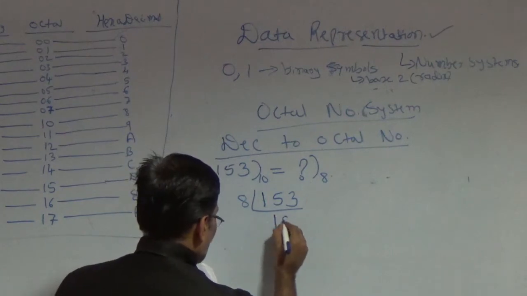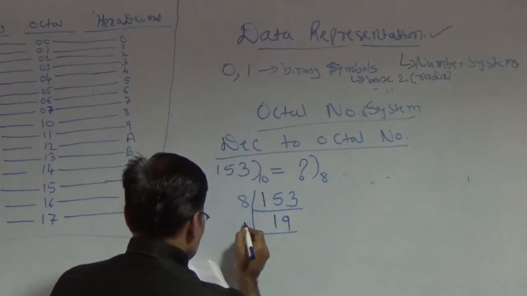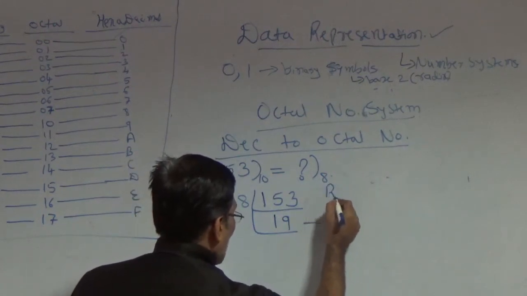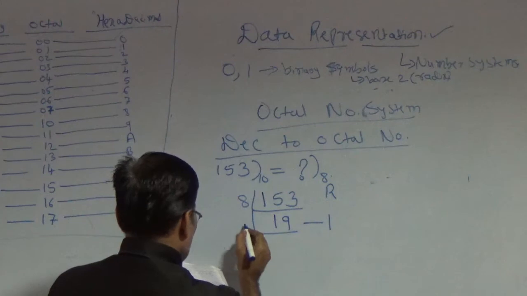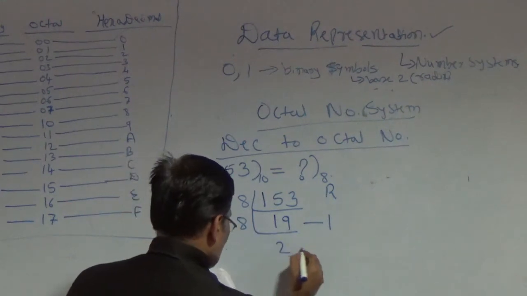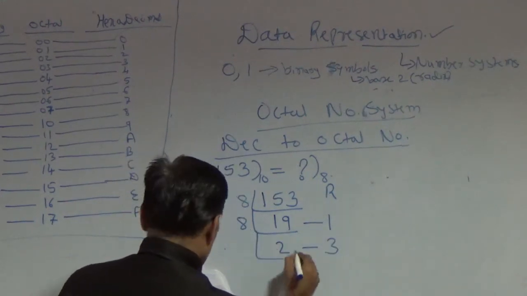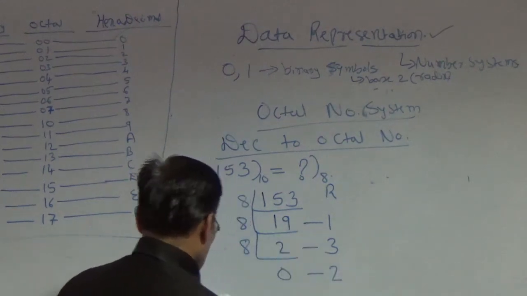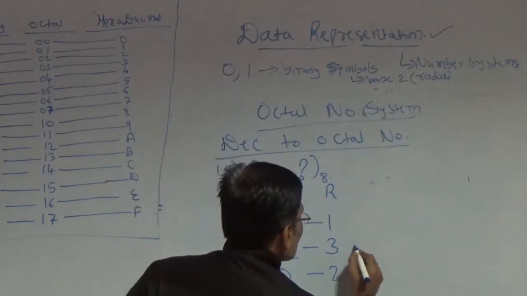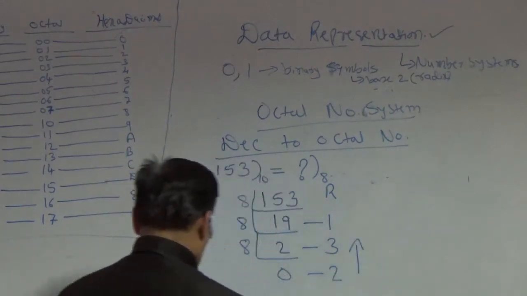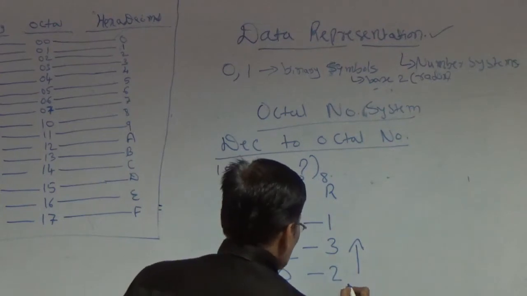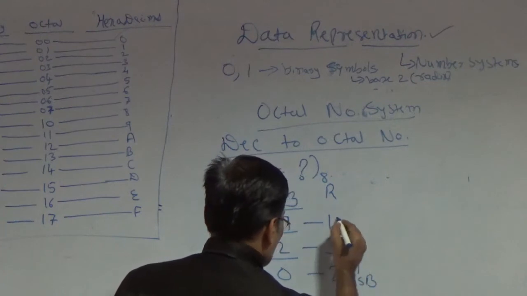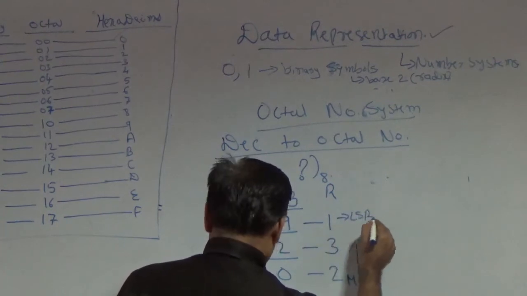So here it is 19. So the remainder generated is 1, and again 8 into 2, 16. The remainder generated is 3. So 8, 0. This is 2. Okay. So this is your most significant bit, MSB. This is our least significant bit.